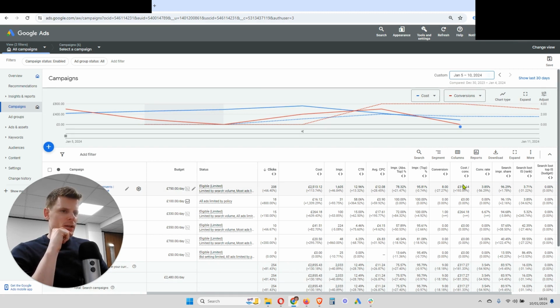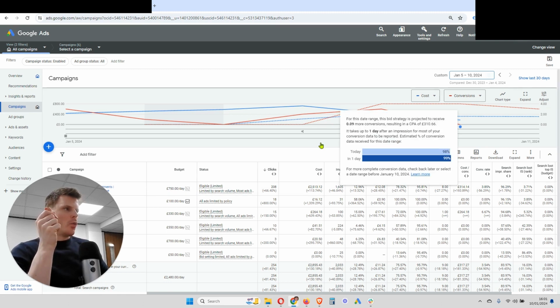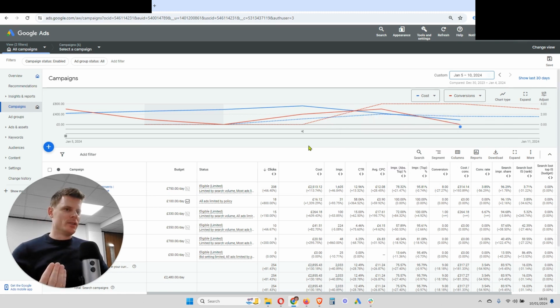So firstly, what do we expect to happen when we are increasing our bids? Because we're trying to get more traffic. So what do we expect to happen? Well, firstly, we're going to see a higher search impression share, we hope, because our ads are appearing in a higher position.